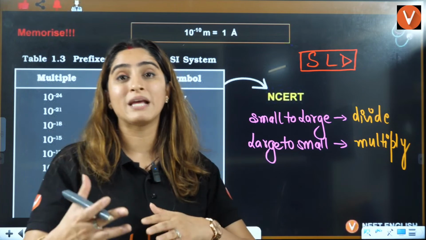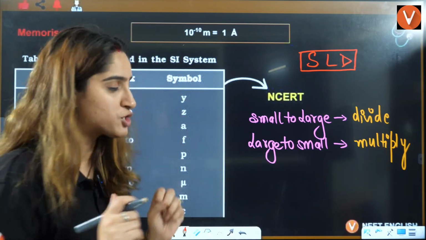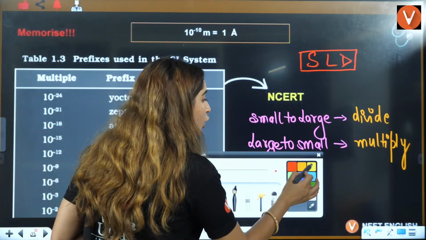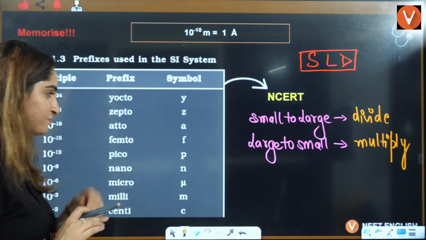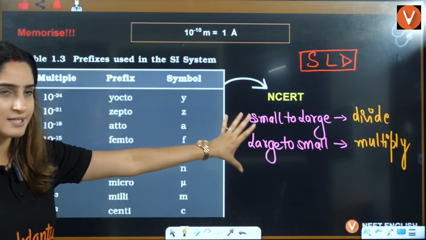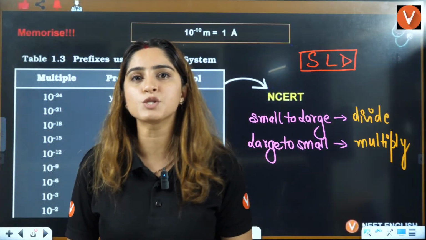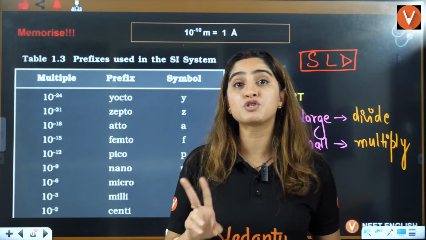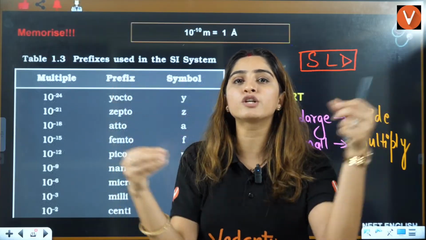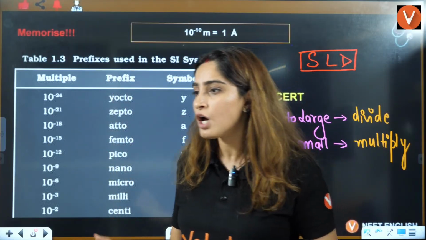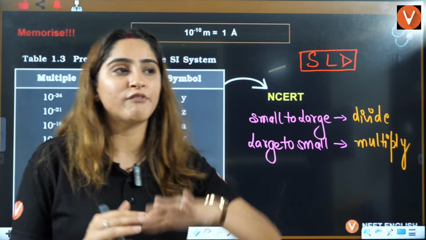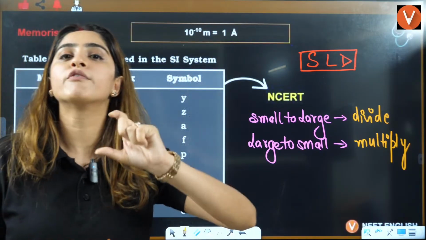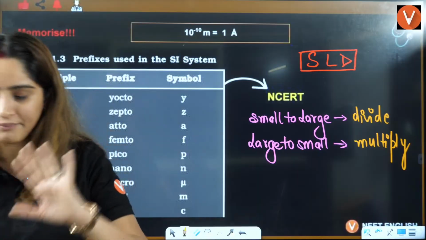After this, I'll explain what exactly this small to large is. Now, if you talk about small to large, this is the first thing. First we will talk about dots. This is the first dot. Now I'm going to teach you the second dot, then we will connect all those dots. So the first dot is to understand that whenever it's small to large, we always divide, SLD.